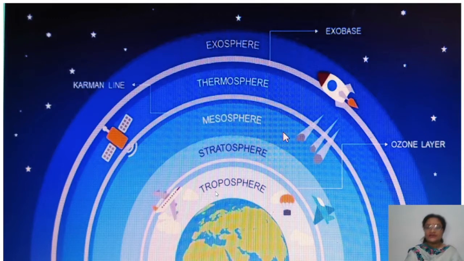And one more thing I must say here: as we go higher up from the earth's surface, the temperature starts decreasing, and this rate of decrease of temperature is called the normal lapse rate. Now what is this normal lapse rate? With an increase of height, for every 165 or 166 meters of ascent, there is a decrease of 1 degree centigrade in temperature.